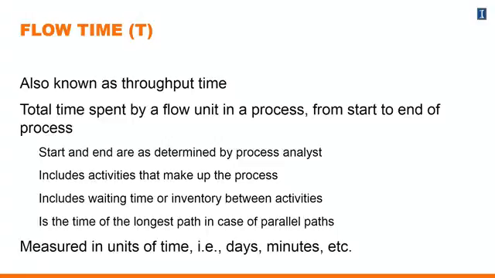A good way of thinking about flow time is the time that it takes for a unit to pass through the whole process. There may be multiple activities in the process, and if I could mark a single unit with a red dot and I start my stopwatch when that unit enters the process, and I stop my stopwatch when that unit exits the process, that would be the flow time. That would be the throughput time.